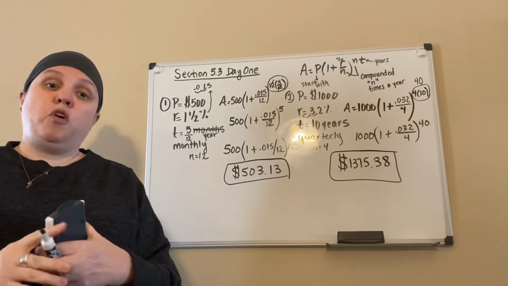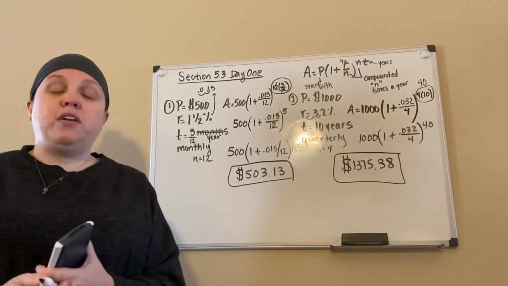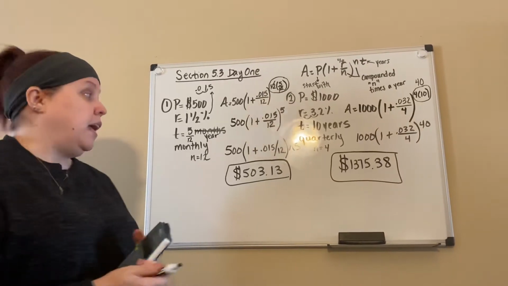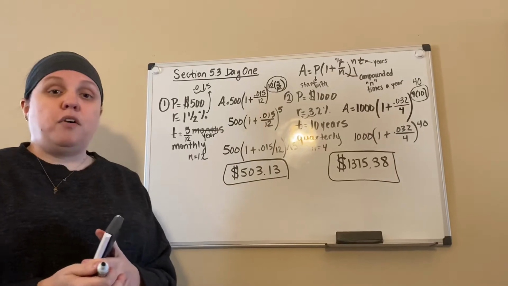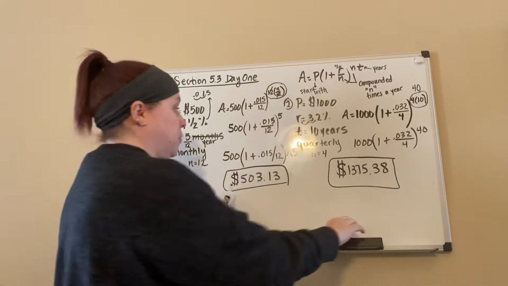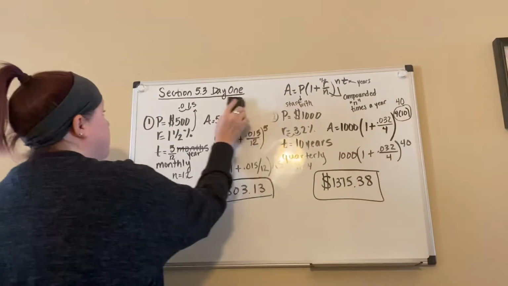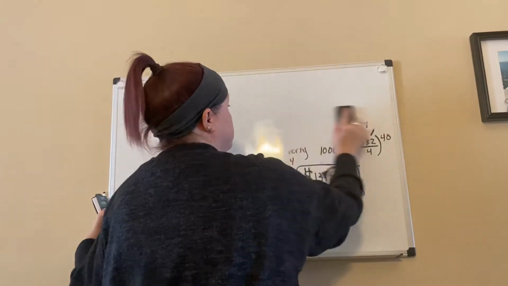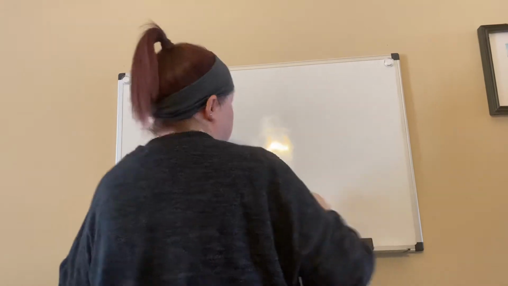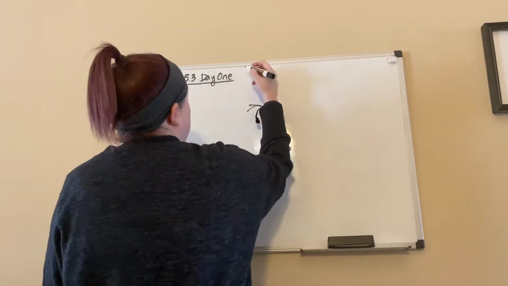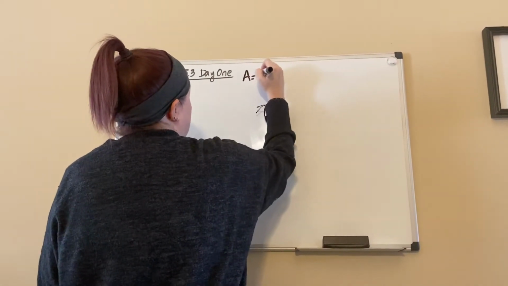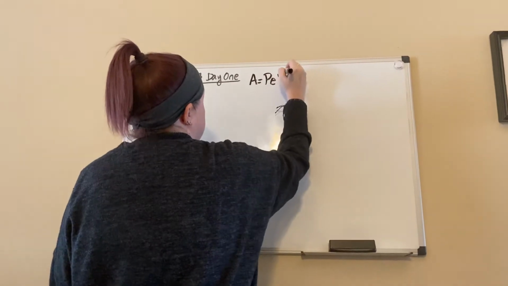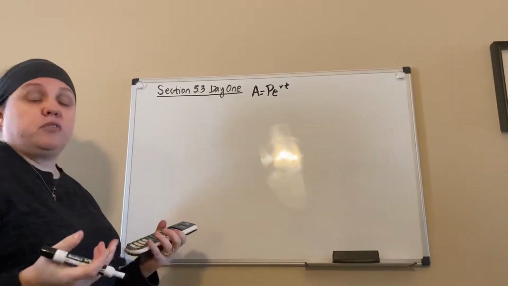We have one other formula, and it's called compound interest continuously. And it doesn't have an n value. It involves that letter E that we did last week. So it's actually easier to use than this one because you don't have that n value. The formula goes A equals P e to the RT. And that's it, that's the formula.